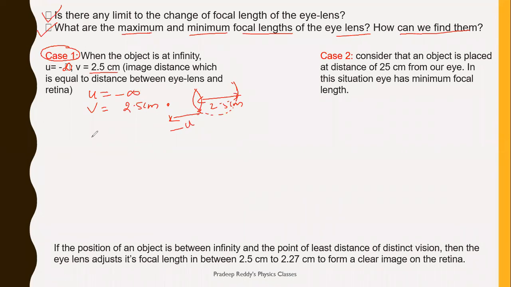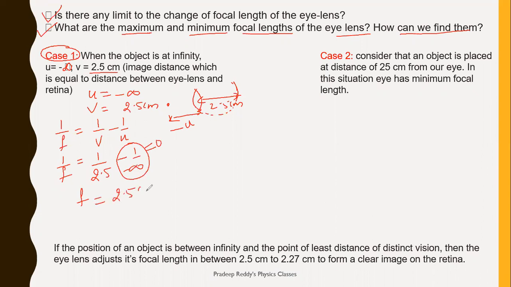Now I should find out the focal length. We have the relation 1/f = 1/v − 1/u. So 1/f = 1/2.5 minus something by infinity, minus infinity. Something by infinity, this total term becomes 0. Therefore, what is the value of the focal length? 2.5 centimeter. So even though you are placing the object at infinity, the maximum focal length of the eye lens is only 2.5 centimeter. So this is one particular value which we have obtained in case 1.